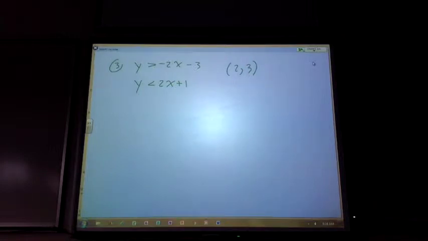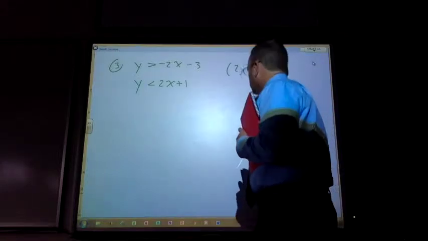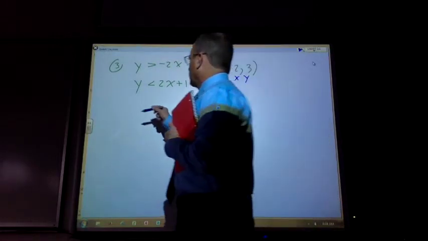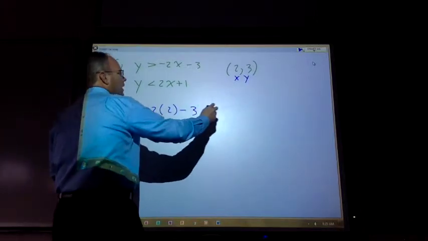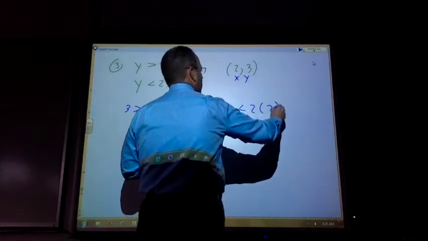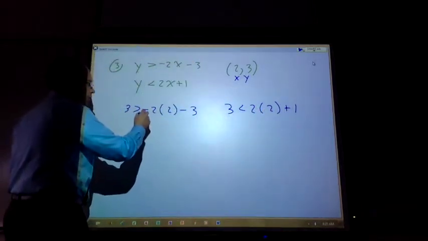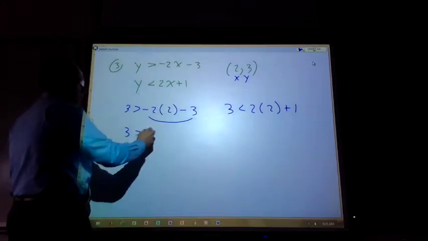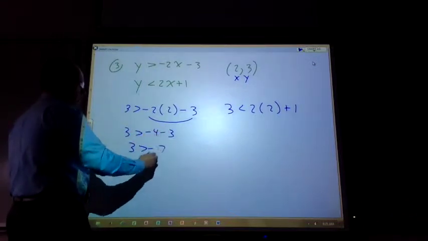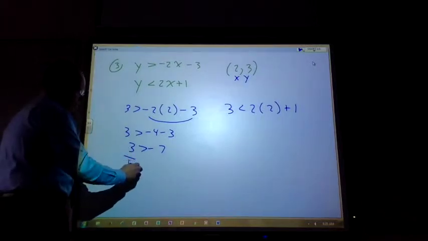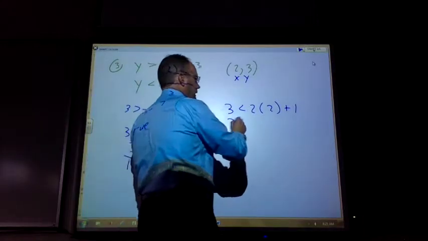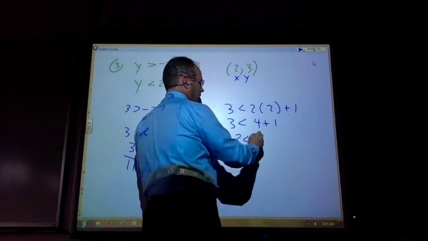So now we want to see if that point gives us a true statement with the greater than and less than. Okay? So that works this way. This is x, this is y. And I'm going to plug those values in. So I have 3 is greater than negative 2 times 2 minus 3. Then I have 3 is less than 2 times 2 plus 1. Okay, let's see. Let's do the math over here. It's going to give me, is 3 greater than negative 7? That's true. Okay, let's try this one. 3 is less than 4 plus 1. Is 3 less than 5? Yes.